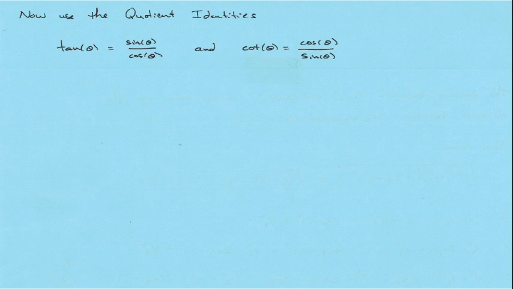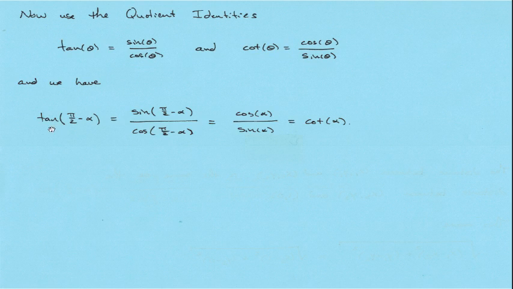Now, coming back to the quotient identities, we have tangent of theta is sine of theta over cosine of theta, and cotangent of theta is cosine of theta over sine of theta. So we do the same kind of substitution. We say tangent of pi over 2 minus alpha is sine of pi over 2 minus alpha over cosine of pi over 2 minus alpha. But then using our cofunction identities, sine of pi over 2 minus alpha becomes cosine of alpha, and cosine of pi over 2 minus alpha becomes sine of alpha. And so coming back to our quotient identities, cosine of alpha over sine of alpha is cotangent of alpha.